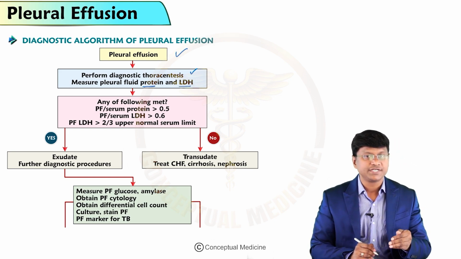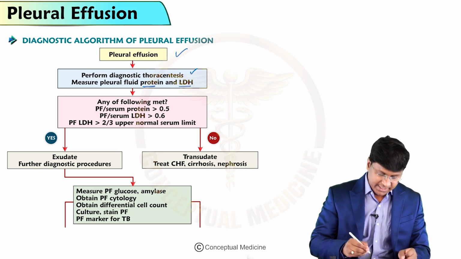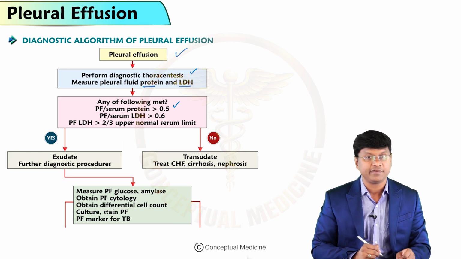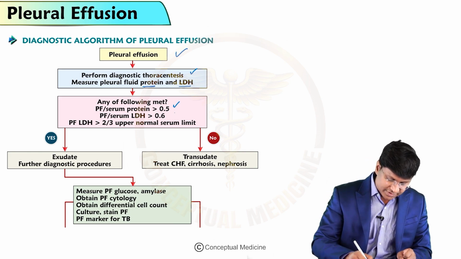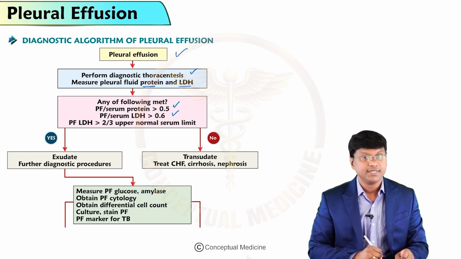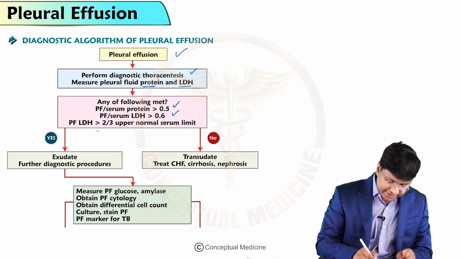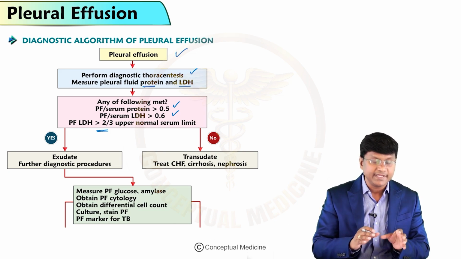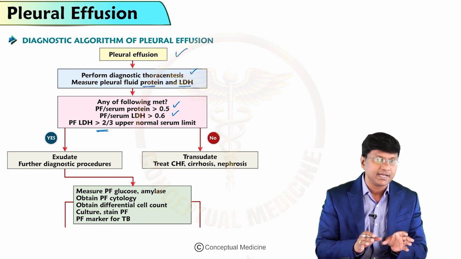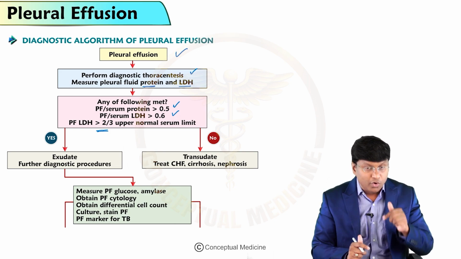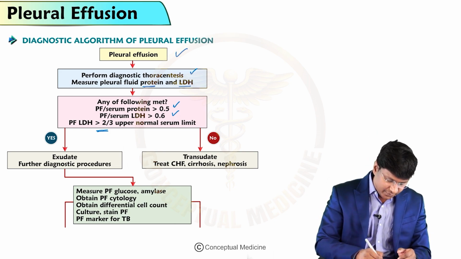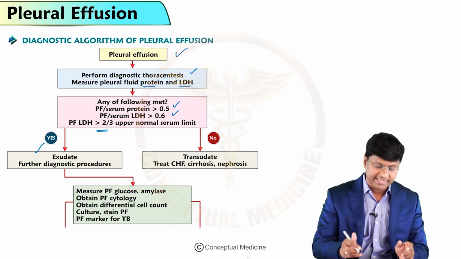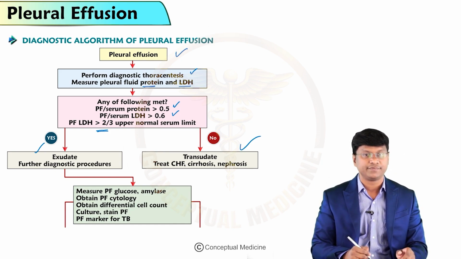Now, once you measure the pleural fluid protein and LDH, for example, the pleural fluid protein to serum protein ratio is more than 0.5, and the pleural fluid LDH to serum LDH ratio is more than 0.6, and the pleural fluid LDH is more than 2/3 of the upper limit of normal. In this scenario, if any one of these criteria is present, that will diagnose the exudative type of pleural effusion. And if none of these criteria is there, then it is the transudative type of pleural effusion.